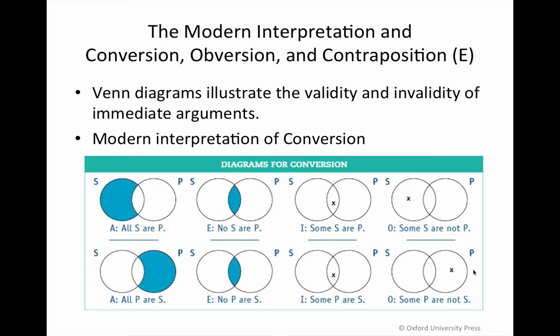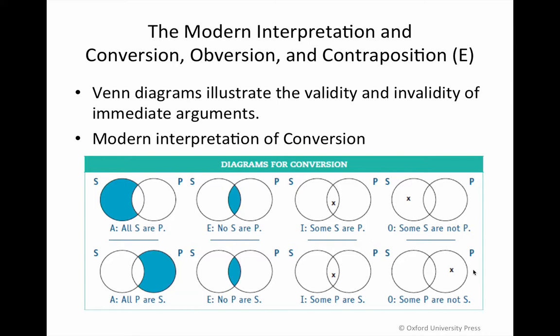Let's go back to the first one on the left. Notice that the top and the bottom Venn diagrams don't match. That's because when you switch the subject and predicate places of the universal affirmative claim, you get a different diagram. If we say all S are P, and then we say all P are S, we do not have identical diagrams. That's because the logical structure doesn't match up.